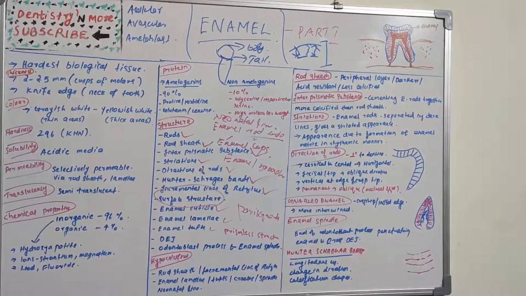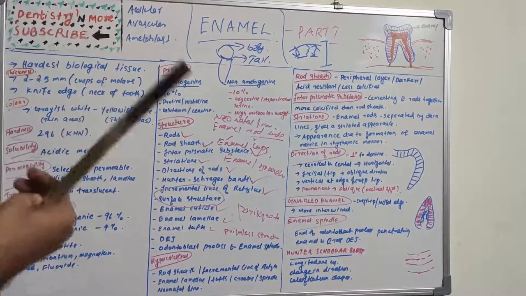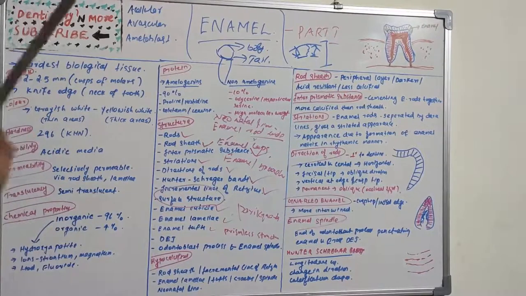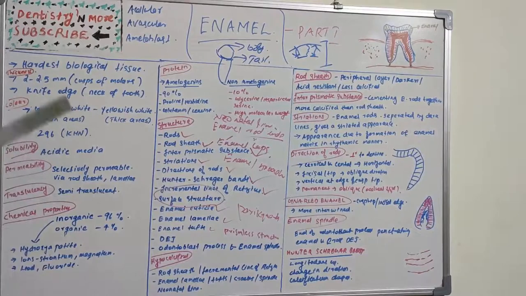Some teeth partly develop before birth and partly after birth. The line which differentiates these two is known as the neonatal line or ring. It results from an abrupt change in the environment and nutrition of newborn infants. Prenatal enamel is better developed than postnatal enamel, and perikymata are absent in prenatal enamel. So that was about the neonatal line.